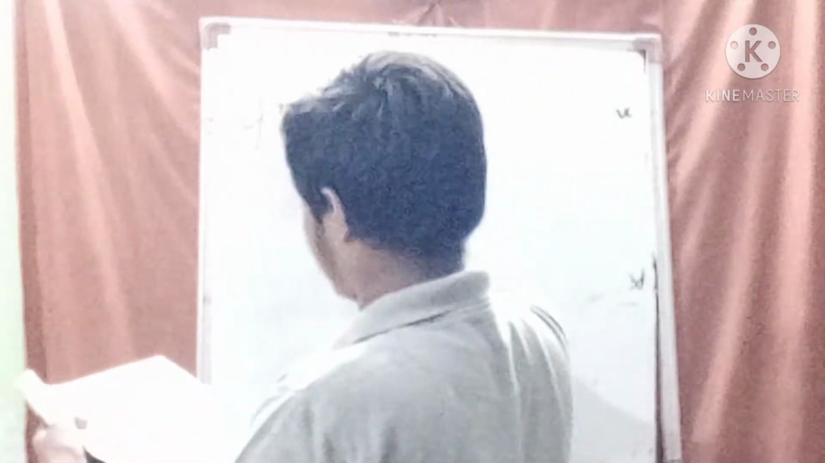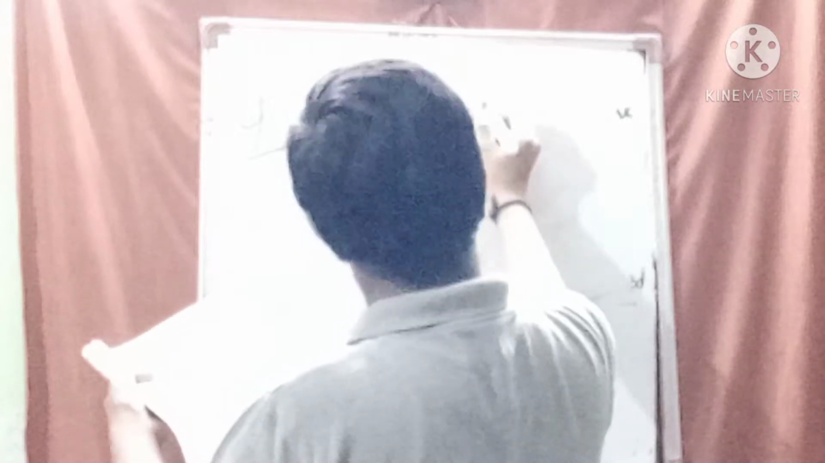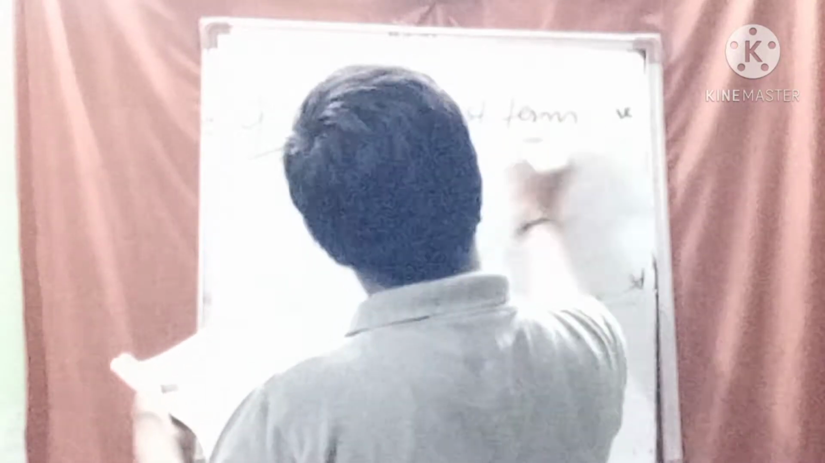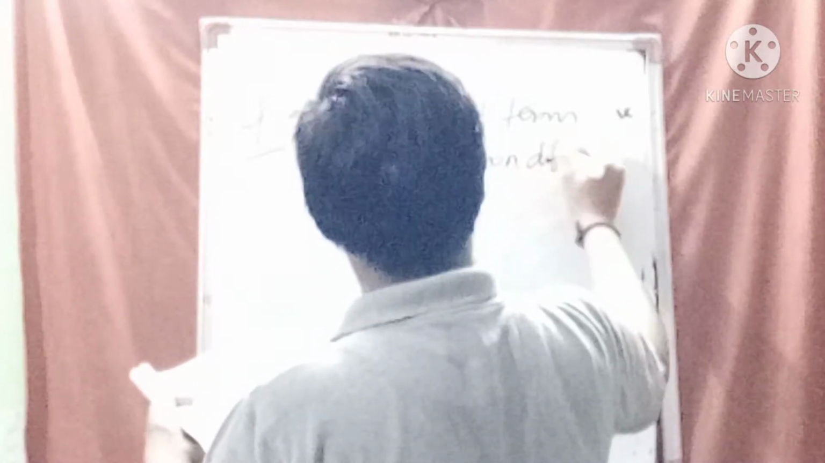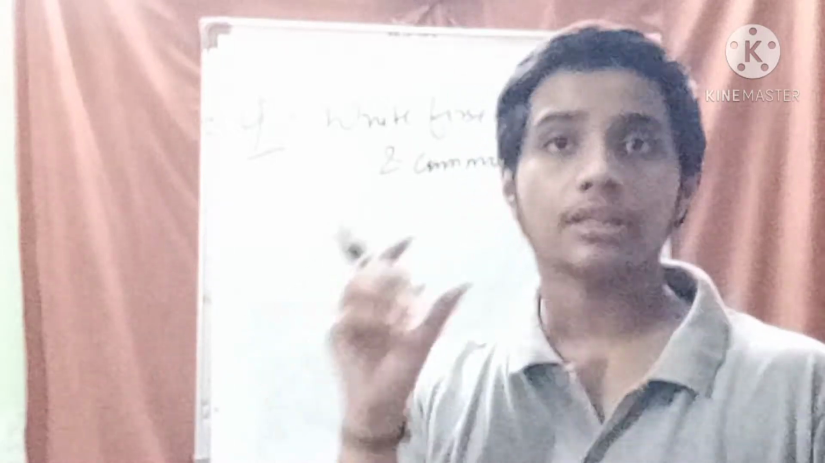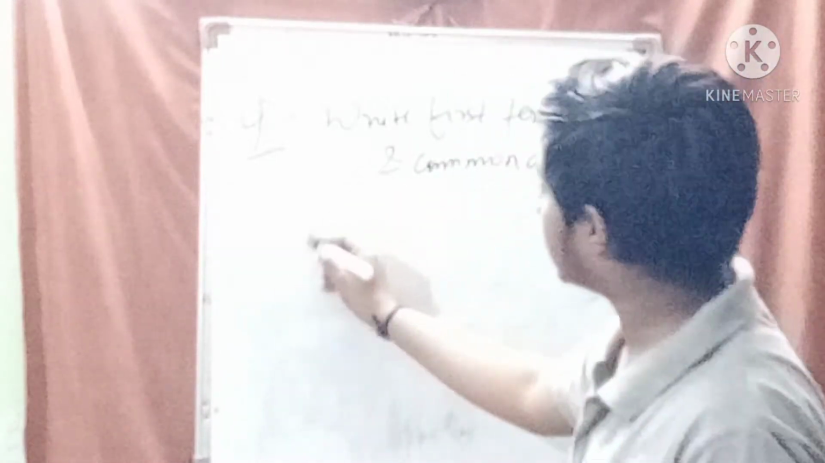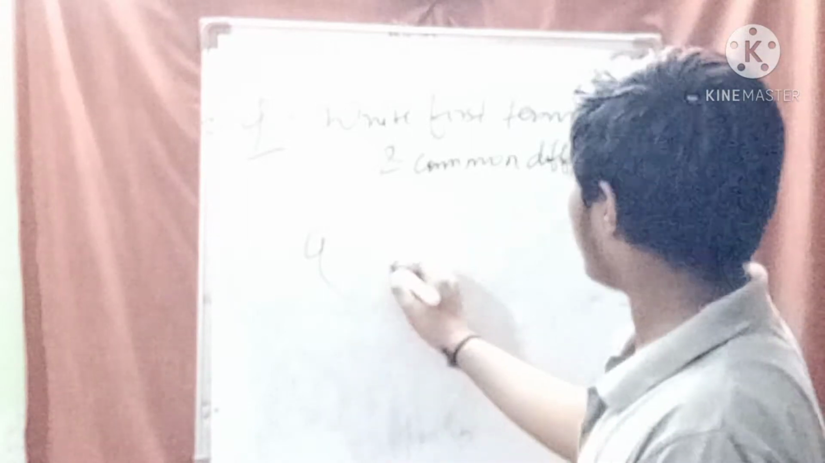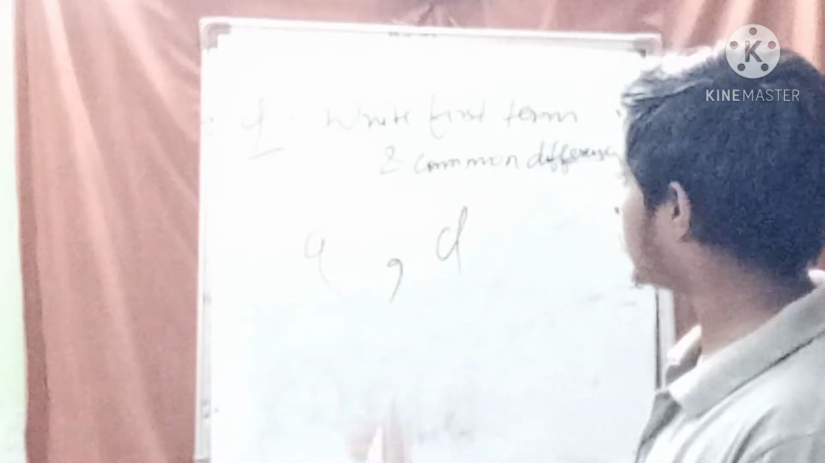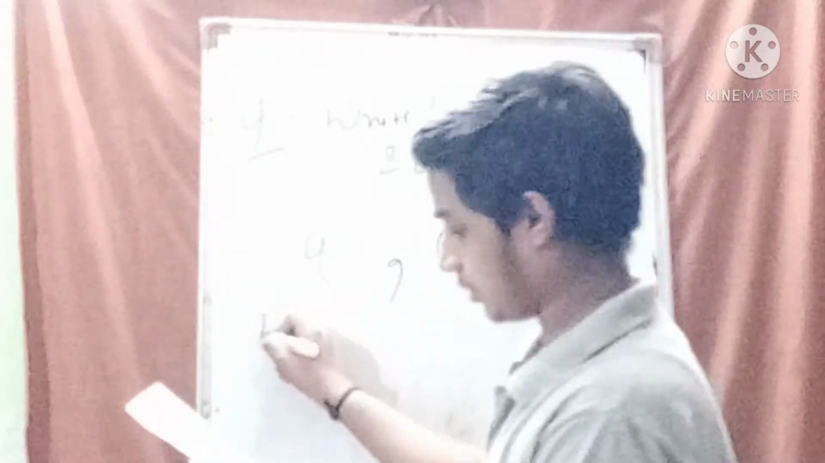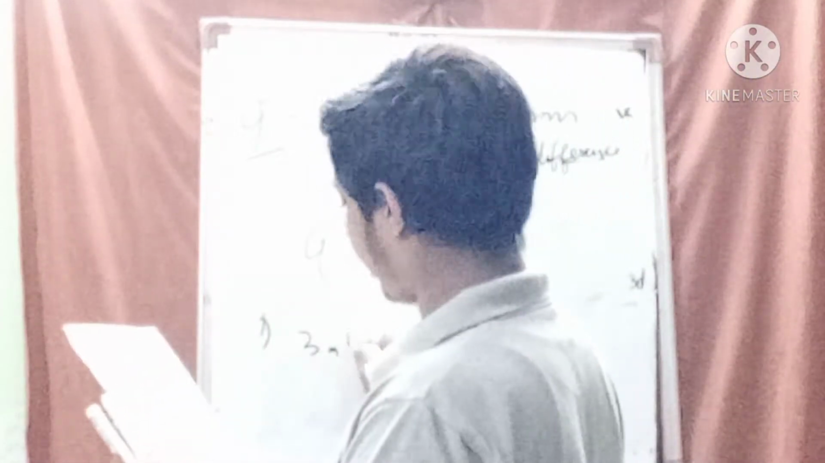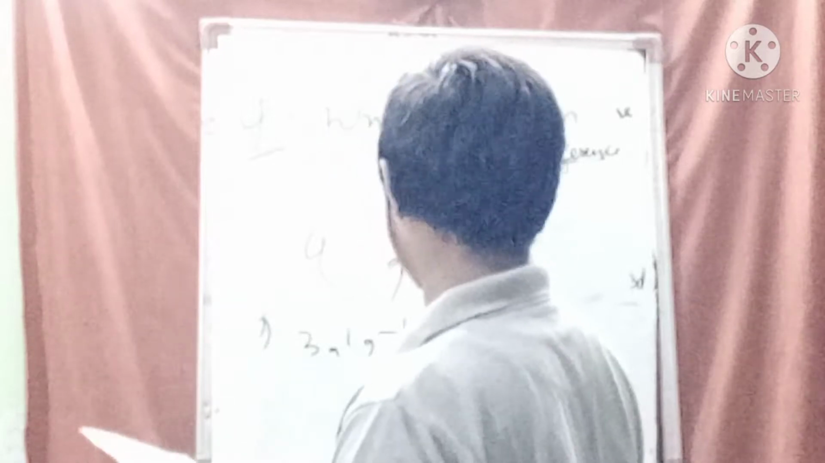The next question is, write the first term and common difference. You have to find the first term and the common difference. First term means A, you have to find A. Common difference means D, you have to find D. These are the 2 things that you have to find. The first question is 3, 1, minus 1 and minus 3.